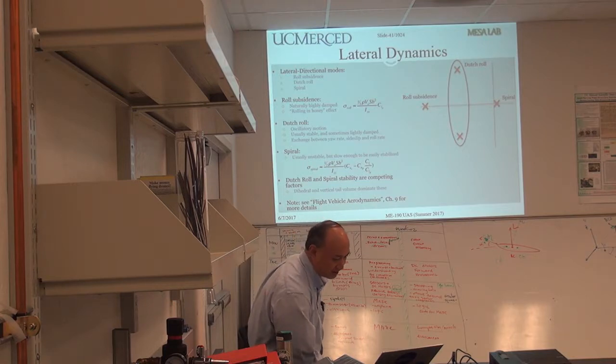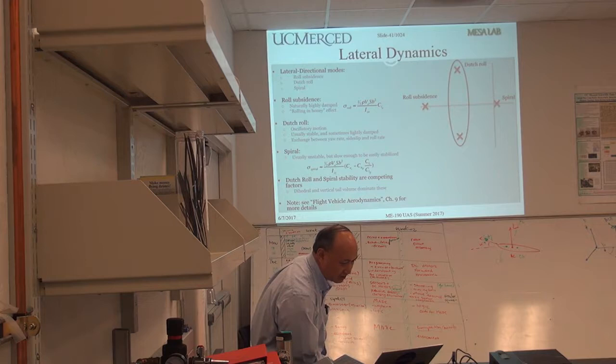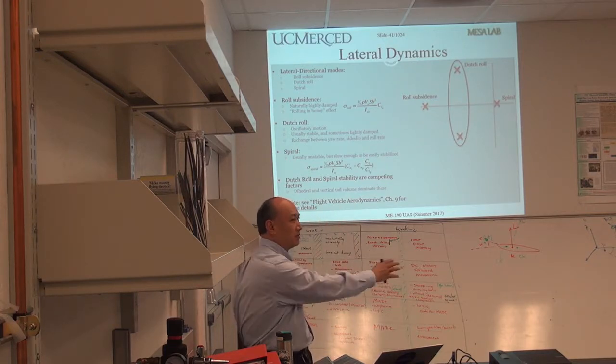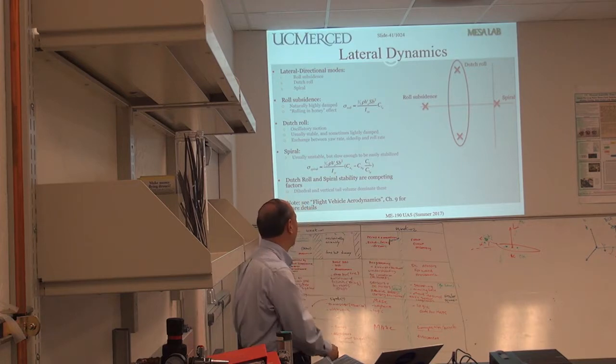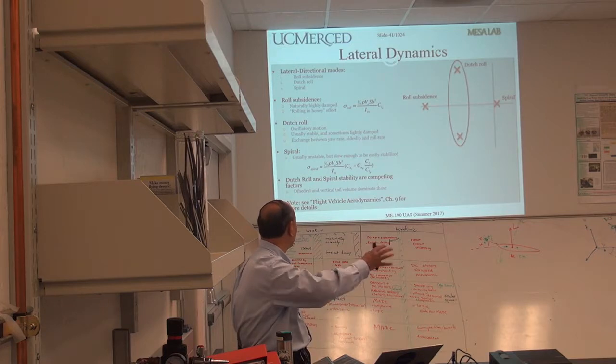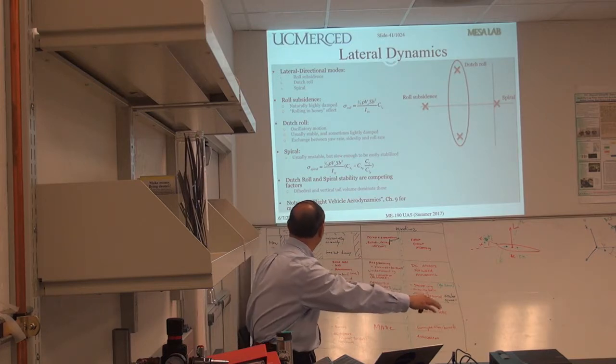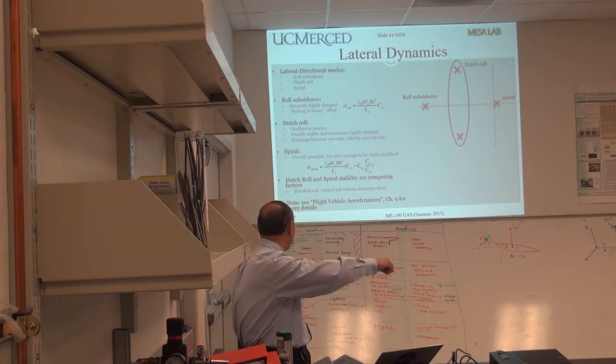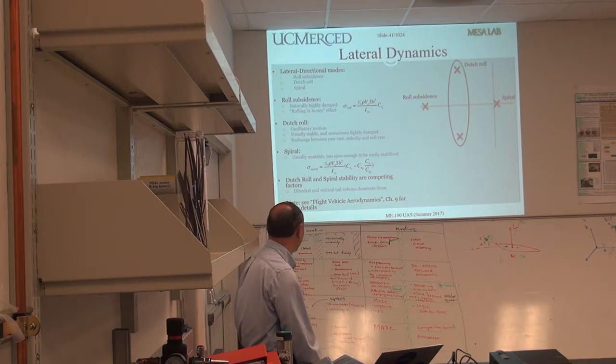Something like this. Now the lateral directional modes. You have three things. Dutch roll, meaning you go waving like this. Then you have roll subsidence: you do the roll and it's naturally highly damped, like rolling in honey. And spiral is unstable, okay? Spiral is unstable.